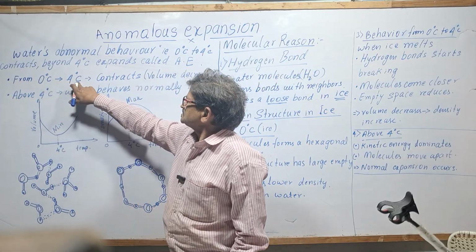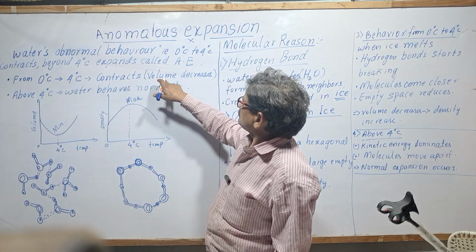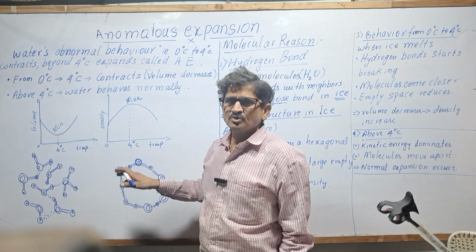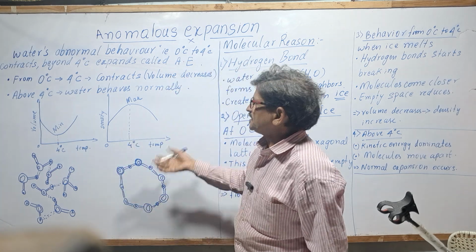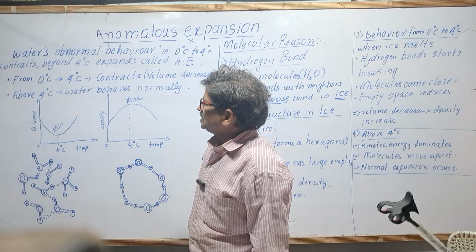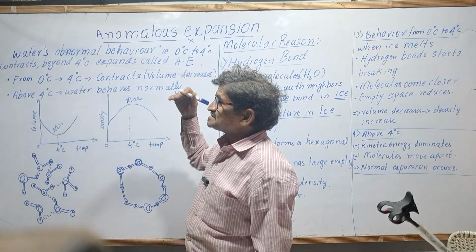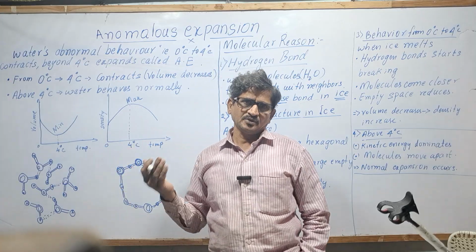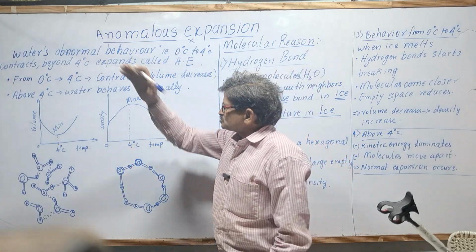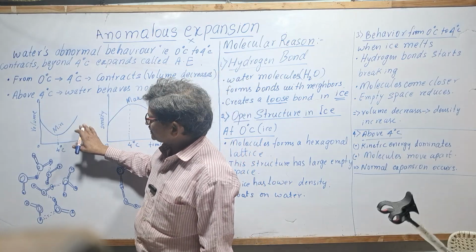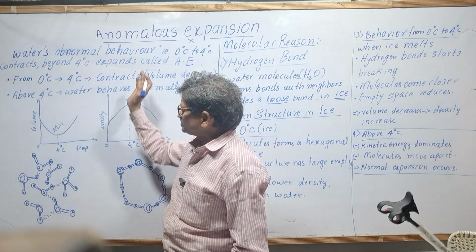See what happens here. From 0 to 4 degrees Celsius, it contracts, which means the volume decreases. Why it decreases, we can see later on scientifically, from the internal structure. And above 4 degrees Celsius, water behaves normally. It means it starts to expand. So we can show that graph here. This graph explains its behavior.